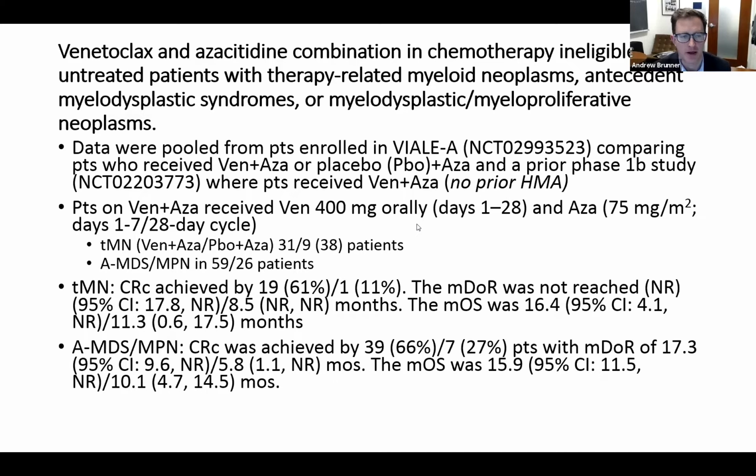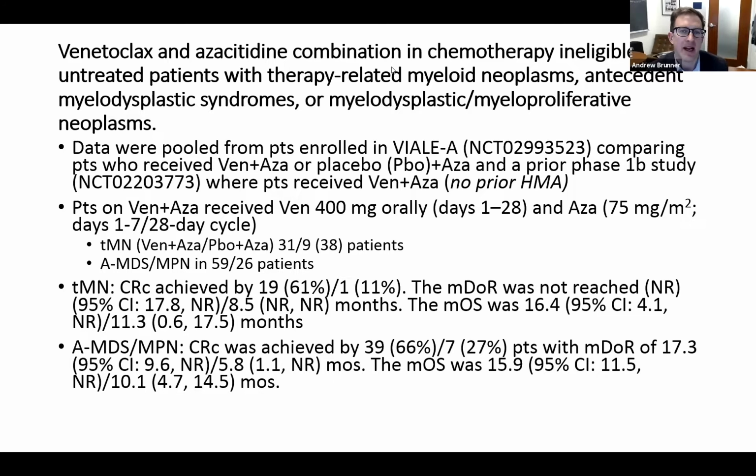And so in therapy-related disease, the combined response was 19 out of 31 patients, or 61%, compared to only 1 out of 9 patients in the placebo arm. And in those patients who have a prior MDS or MPN, 39 out of 59 patients, or 66%, responded, compared to 7 out of 26, or 27%.